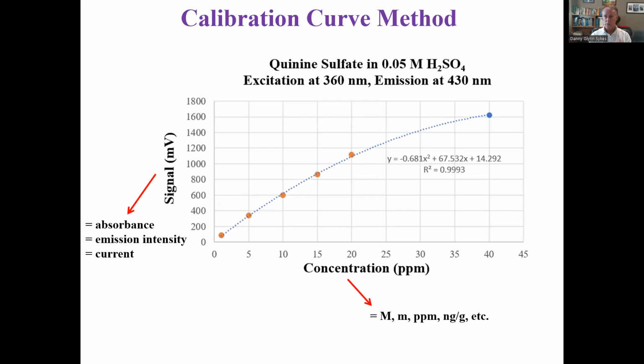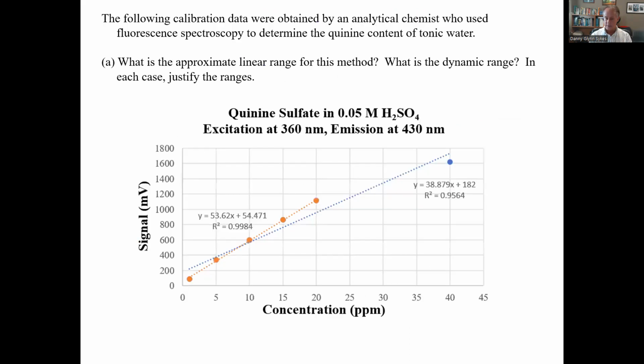Now, if you want to focus solely on the linear range of response, the linear range of response is out to 20 ppm. And so how do I know this? Right? So maybe if I had a few more data points, I might extend it to 25 ppm.